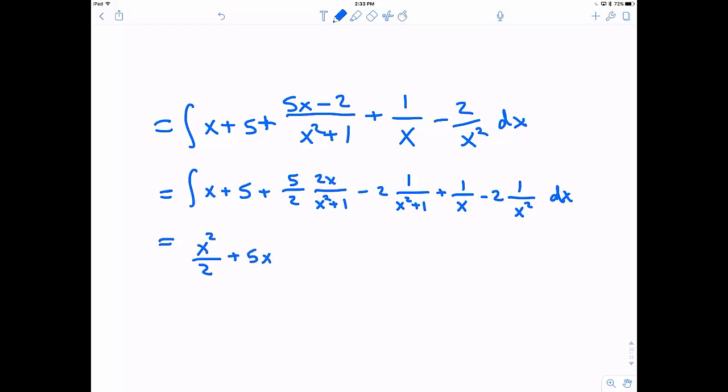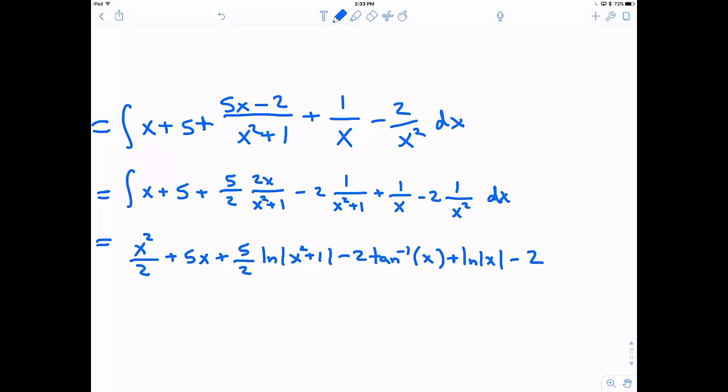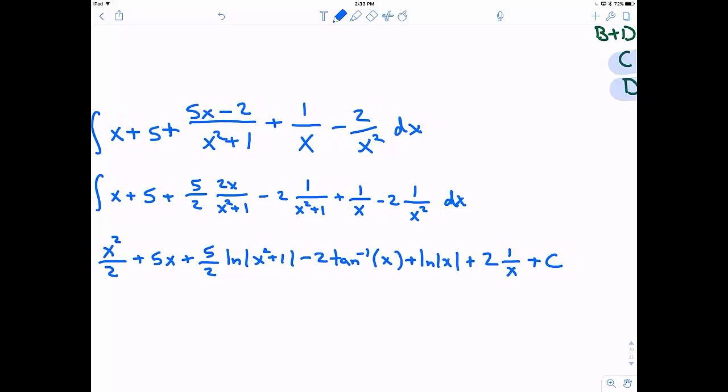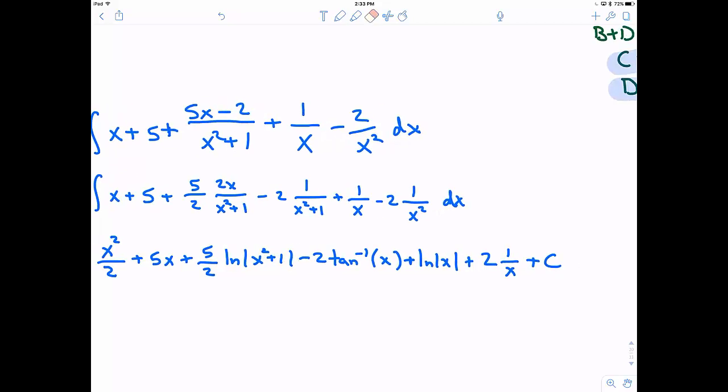Okay, integrate this thing. I get x squared over 2, 5x. And now as we saw from the last problem, this is going to be the natural log of the absolute value of x squared plus 1. That's why I did that trick there. Minus 2 arctangent, again, like we saw from the last problem. Integrate 1 over x, I get the natural log of the absolute value of x. And integrate 1 over x squared, and I get negative 1 over x. So negative negative makes positive. And I get my constant of integration.